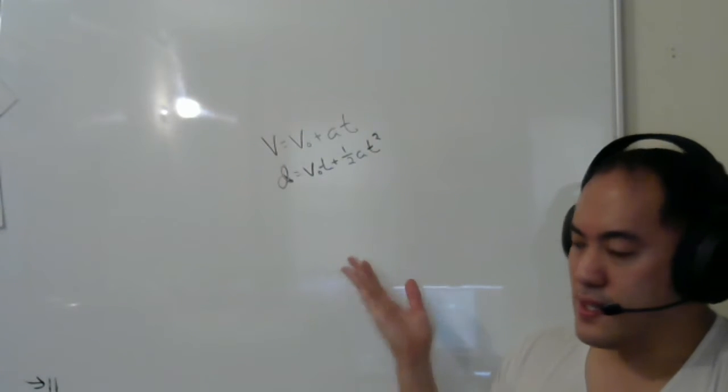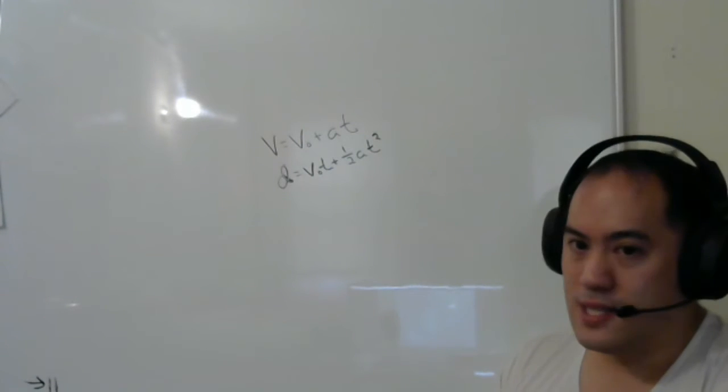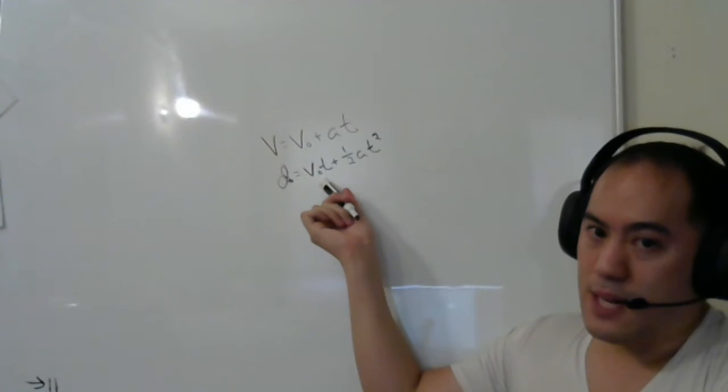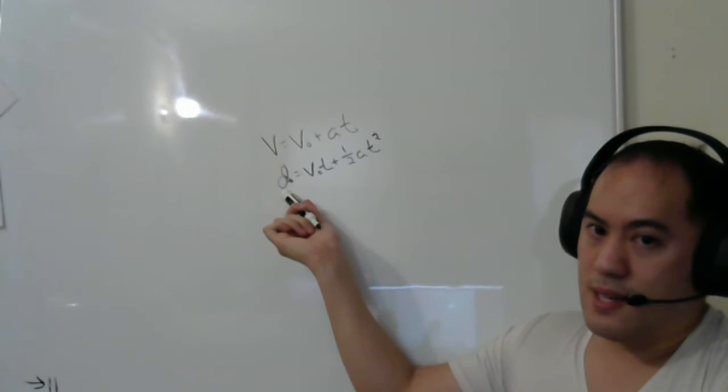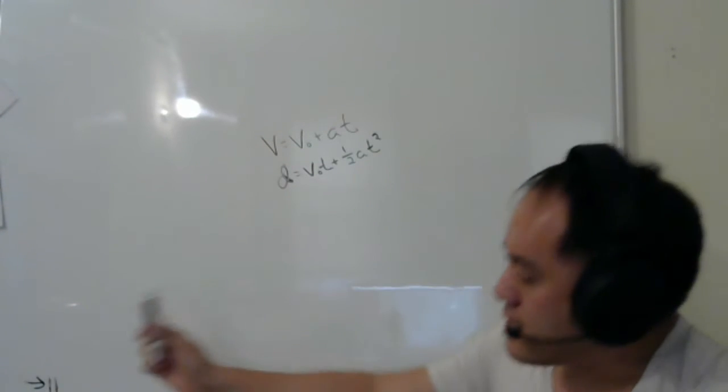Do you guys see the answer? My babies see the answer. Tell me if you see the answer. How come doubling V naught doesn't double D if A is the same?